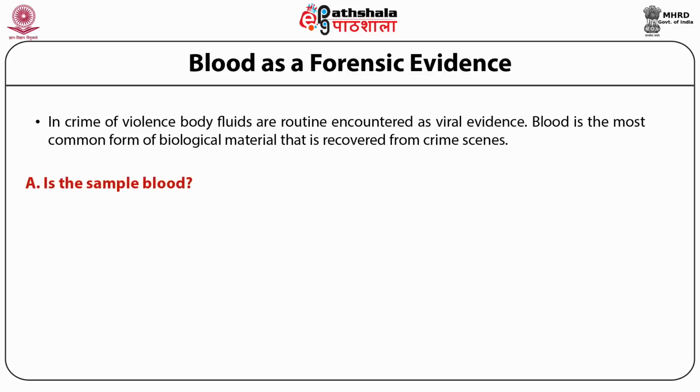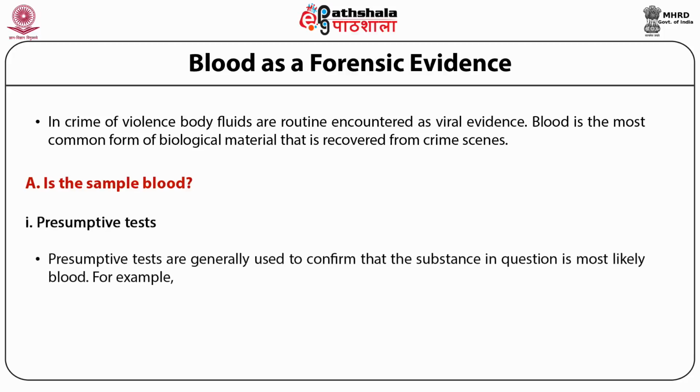There are many stains, such as rust, paint, wine, etc., which may look like blood. Thus chemical tests are essential to confirm whether the sample is blood or not. The first test is called the presumptive test. Presumptive tests are generally used at the crime scene and merely confirm that the substance in question is most likely blood.